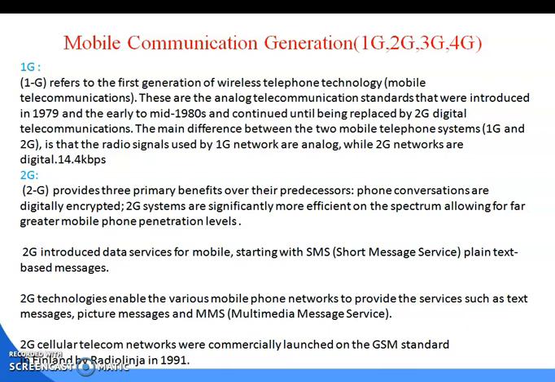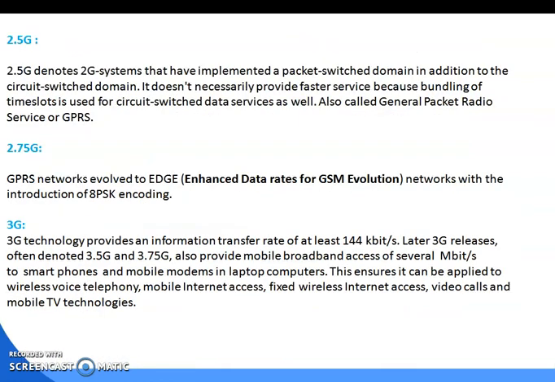Again, 2G cellular telecommunication networks were commercially launched on the GSM standard in Finland by Radio Linja in 1991. Next is 2.5 generation. 2.5G denotes 2G systems that have implemented a packet switch domain in addition to the circuit switch domain. It does not necessarily provide faster service because bundling of time slots is used for circuit switch data services as well, and it is also called General Packet Radio Service or GPRS. 2.75G GPRS networks evolved to Enhanced Data rates for GSM Evolution networks with the introduction of 8 PSK encoding.